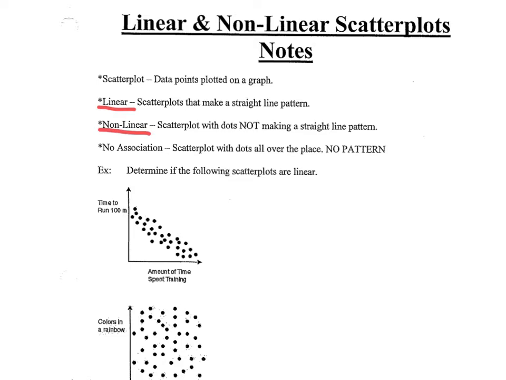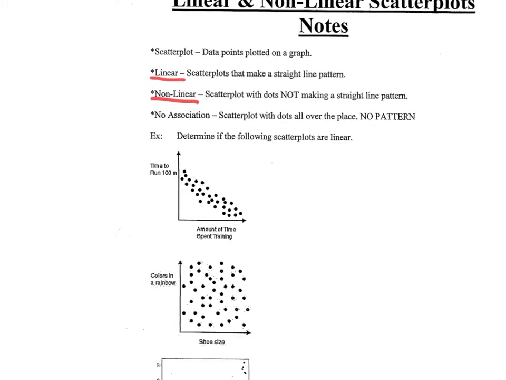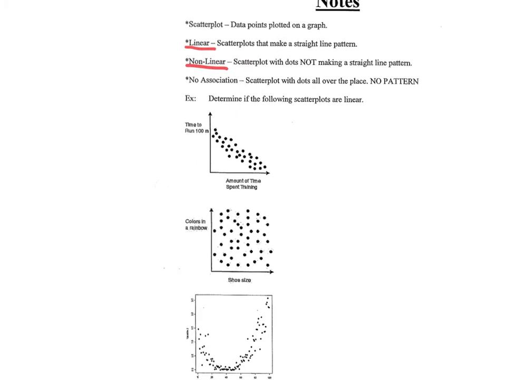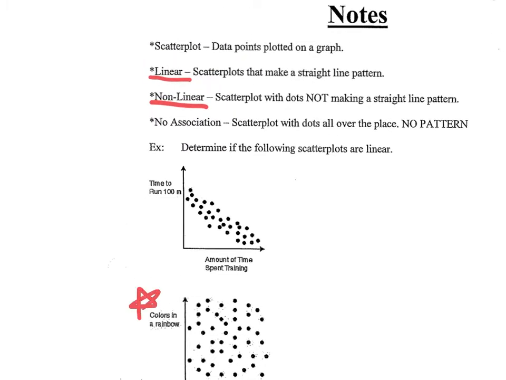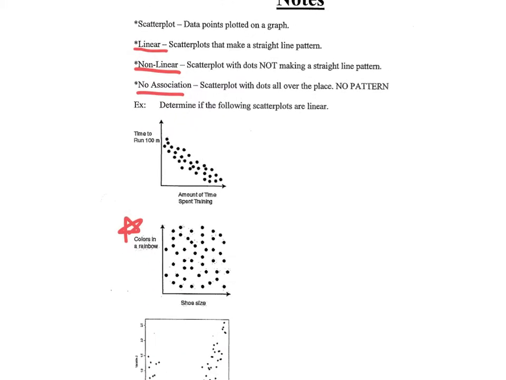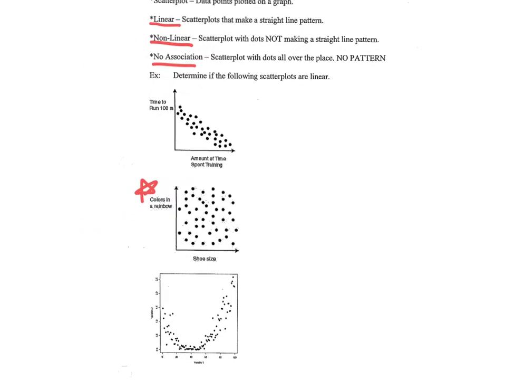Nonlinear is a scatter plot that's not going to make a straight line pattern. So that would be something like this second graph here. I can draw a straight line, but do all the points fall onto that line? No. And actually that would be nonlinear, but this graph right here would be more of no association. So that's when the dots are all over the place. There's not really a pattern.